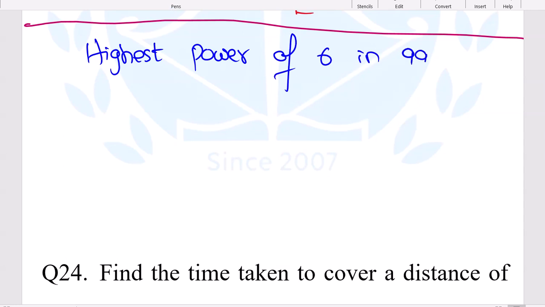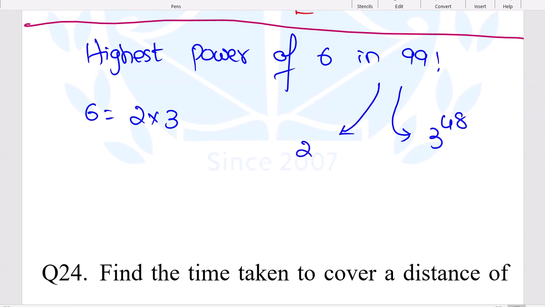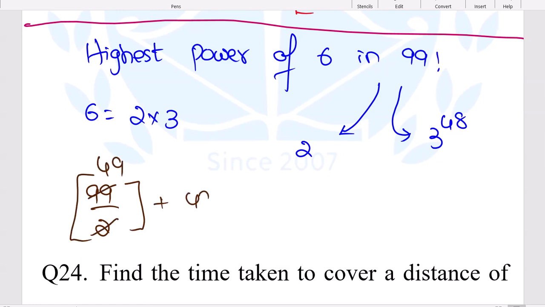Then what do you have to do, sir? See, 6 equals 2 into 3. Calculate the highest power of 3. Already the highest power of 3 is 48, we know. And calculate the highest power of 2. Both. Calculate the highest power of 3 as well as the highest power of 2. Then we'll decide the answer. Highest power of 2, how to do, sir? Is 2 a prime number? Yes or no? Yes. Then 99 divided by 2. What is this? 49. 49 divided by 2.